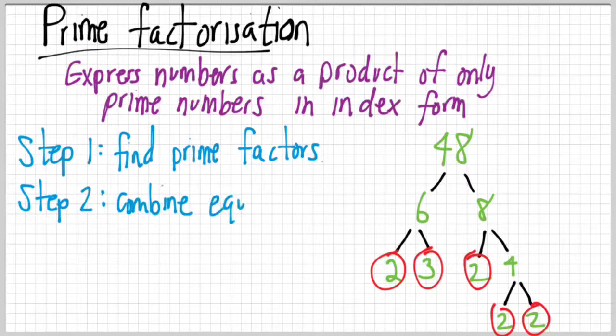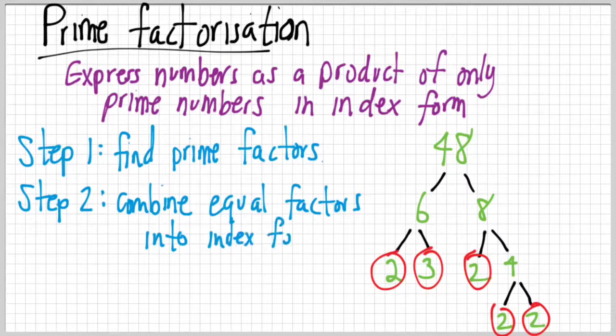Step 2 is to combine equal factors into index form. So we've got all these 2's, right? 2, 2, 2, and 2. Those are the equal factors, the like factors. They're all the same, and not only that, we've got 4 of them. So what you're saying is 2 times 3 times 2 times 2 times 2 is equal to 48, right? And you can test that out: 2 times 3 is 6, times 2 is 12, times 2 is 24, and times 2 is 48.